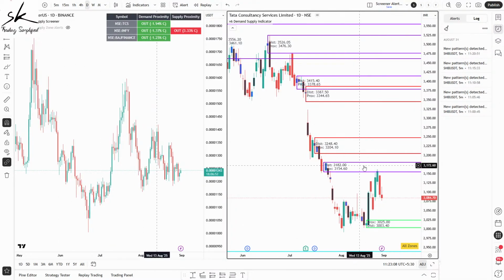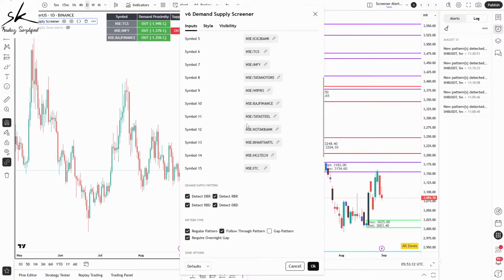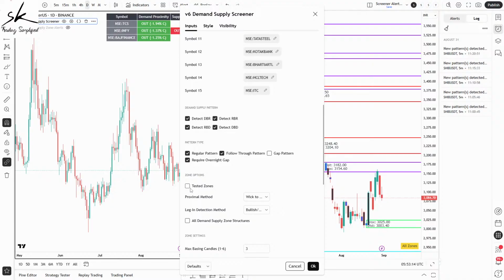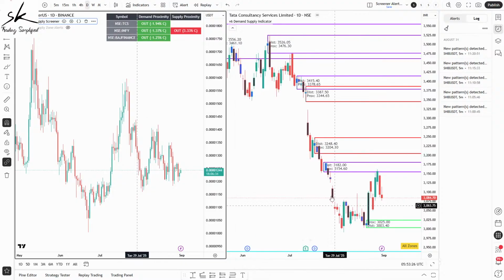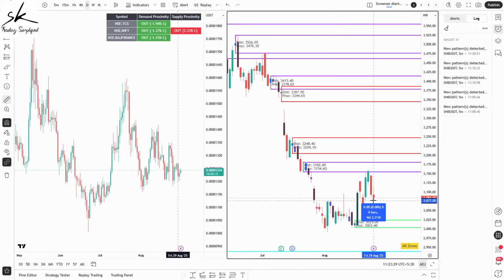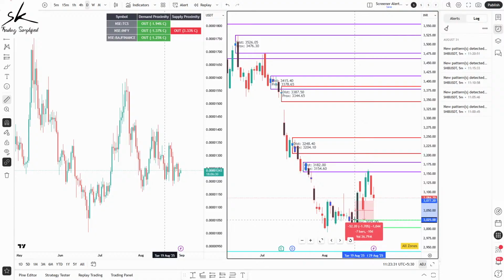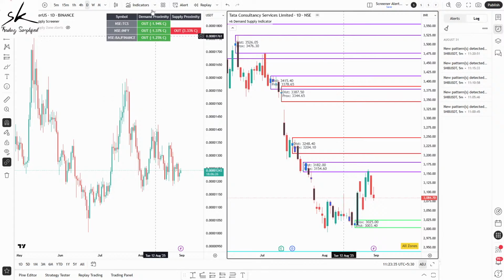Now, the reason it is not showing supply is because I have said that I don't want tested areas. If I enable tested areas, it might also show for supply if it is within 2%. So let's wait for it to refresh. So this will not be within 2%. That's why it is not giving for the supply. But you can see if I check from here, we are within 1.7%. So we are within 2%. That is why it got shortlisted for us.